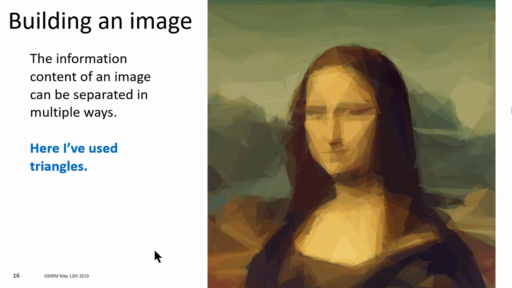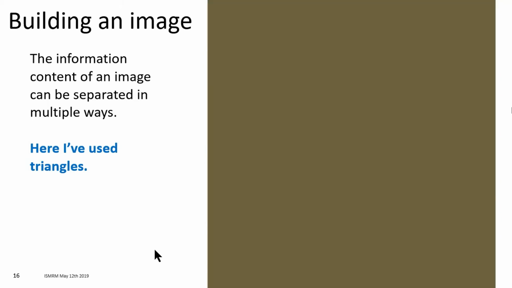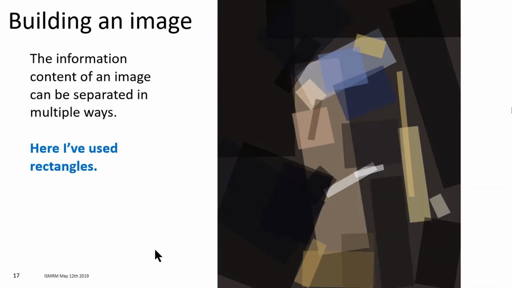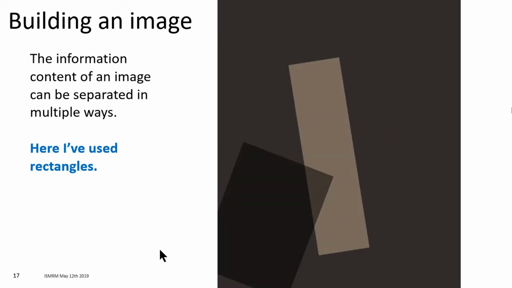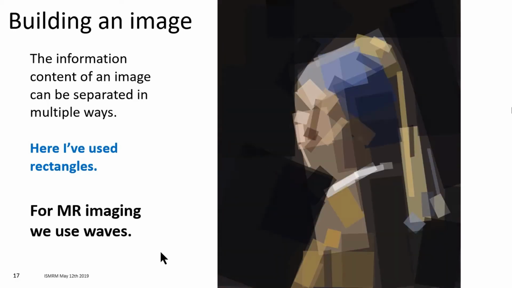Think with me about how we can separate the information content in an image. The information content in an image can be separated out in many ways, and then we can rebuild it with that information. And in this illustration, I've used triangles. Or we could use rectangles. Well, in MRI, we use waves. This is what I mean.